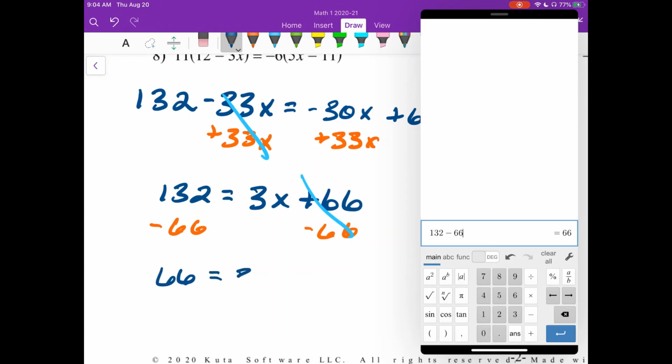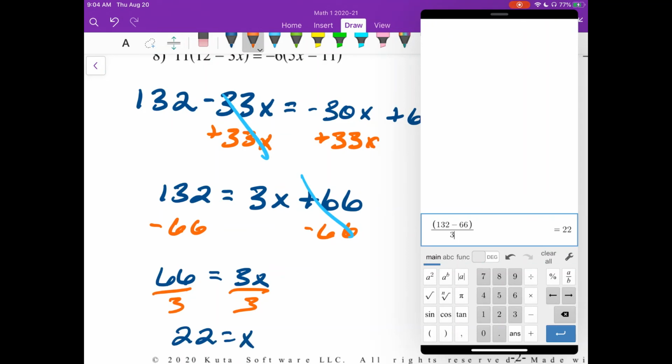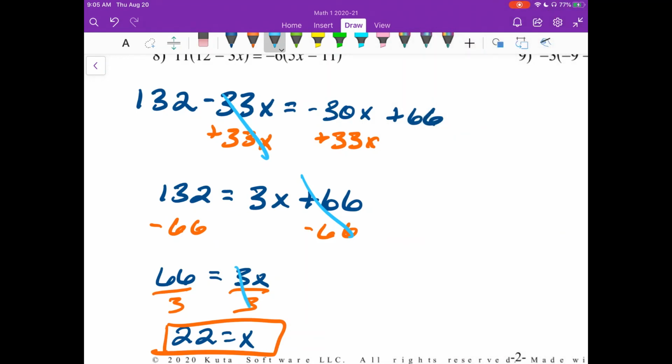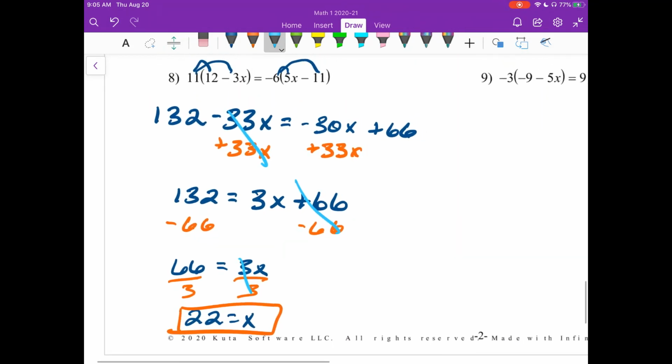66 equals 3x. I divide everything by 3. Divide by 3, I got 22. Okay. Now again, this isn't one of those special cases. This is just cut and dry. There's our answer.